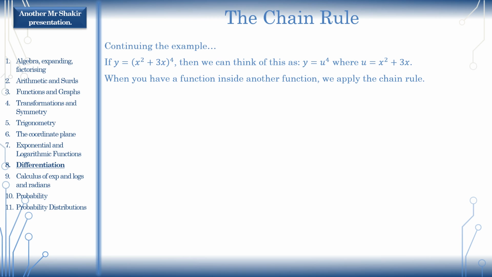So when you have a function inside another function, we apply the chain rule. And the chain rule states, if y equals g of u, it's a function of u, and u is a function of x, then you have this complicated looking thing, which basically is saying, if you differentiate y with respect to x, you need to differentiate y with respect to u, then multiply by the derivative of u with respect to x. And that looks horribly complicated, I understand.